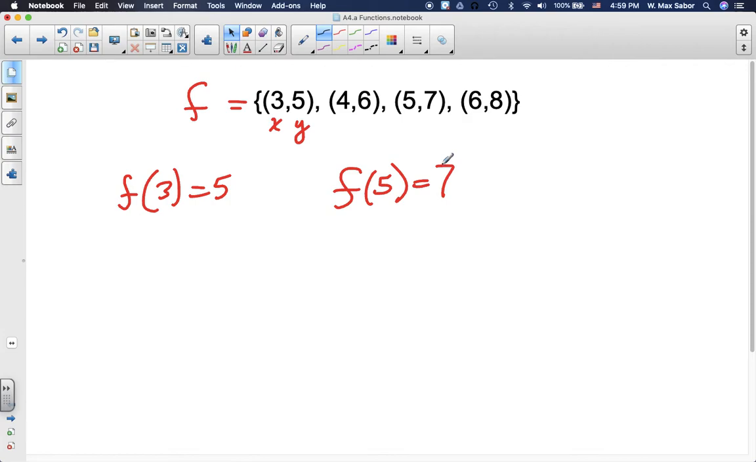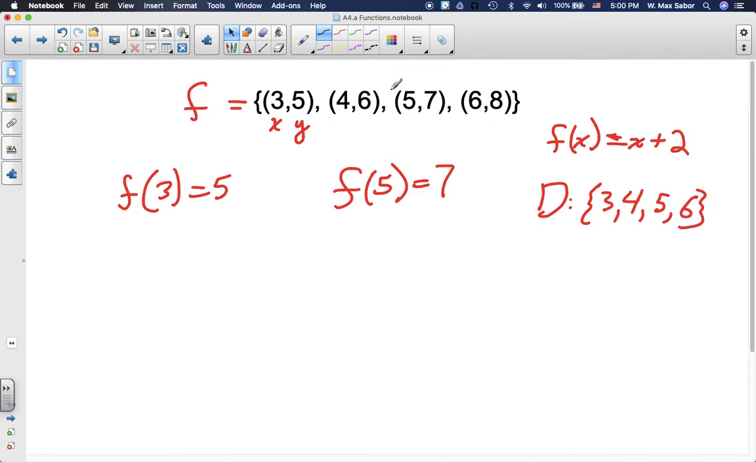Now, you could start saying that this is the function f of x equals x plus 2. But the domain is not all real numbers. The domain is just the set of inputs. You can only put 3, 4, 5, or 6 into this function. And the range is the set of outputs. If you look at the outputs, 5, 6, 7, and 8 are the range elements.